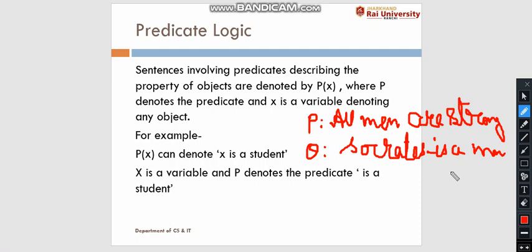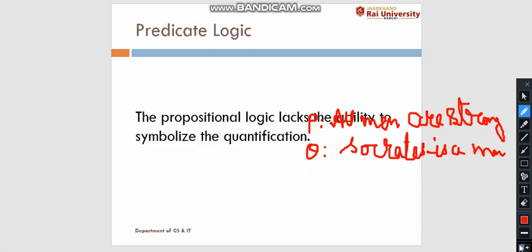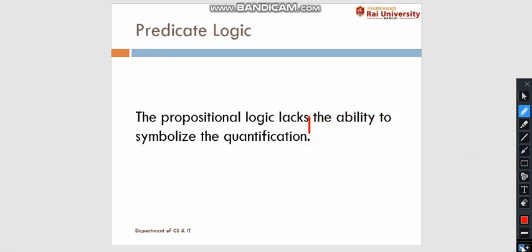But when we see the propositions P and Q, they are unable to meet the expectations. We cannot infer anything from the propositions P and Q. So we need to represent all these statements in the form of predicate logic. The reason we cannot represent it using propositional logic is that propositional logic lacks the ability to symbolize quantification. Now, what is this quantification? I am going to discuss the quantification in the coming slides.